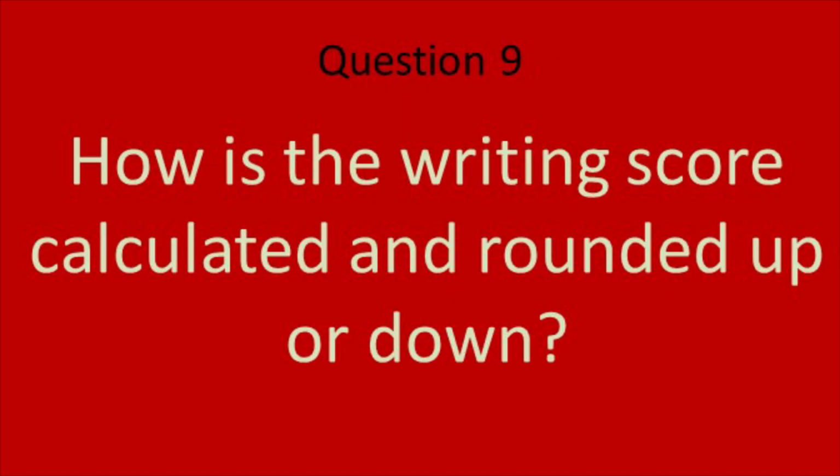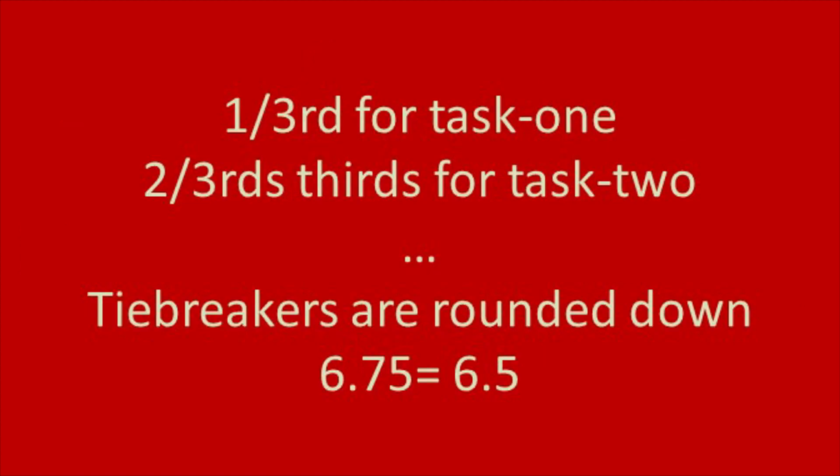How the score's calculated? Easy. It's 1/3 for task 1, 2/3 for task 2. And then tiebreakers get rounded down. So 6.75 would be rounded down and not up. So what that means is if you get 7 for task 1 and 6.5 for task 2, you'll have 6.75, you'll get 6.5, right? So a 6.5 for your task 2 means you need 7.5 for your task 1. 7 wouldn't be enough. Whereas if we flip it the other way round and you get 6.5 for task 1 and 7 for your essay, you'll have, I think it's 6.83, and 6.83 gets rounded up, so you'll have 7. All right, so that's how the score's calculated, always the same way.